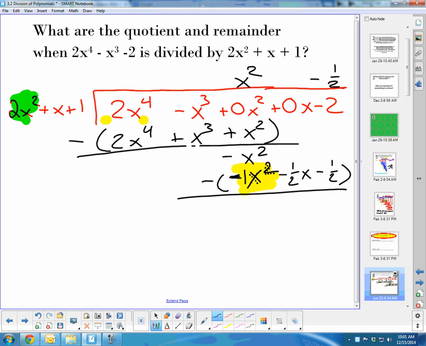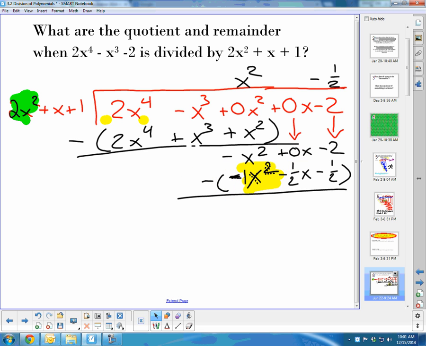I need to drop some terms down here. I'm going to drop those two terms down so that I can work with them. Plus 0x and a minus 2. So I now have negative x squared minus negative x squared, that would be 0.